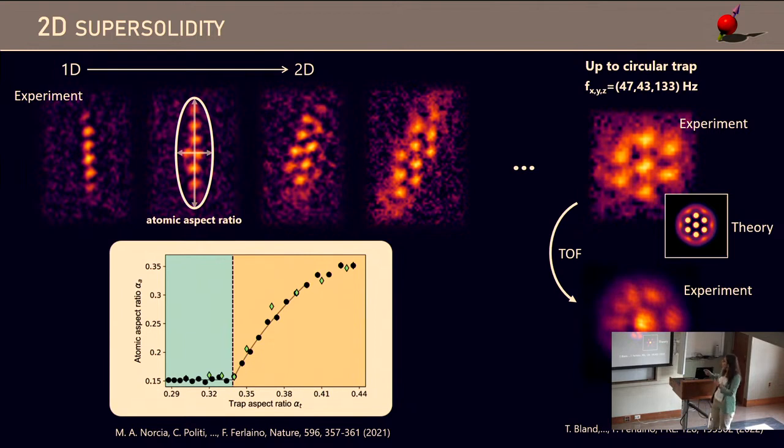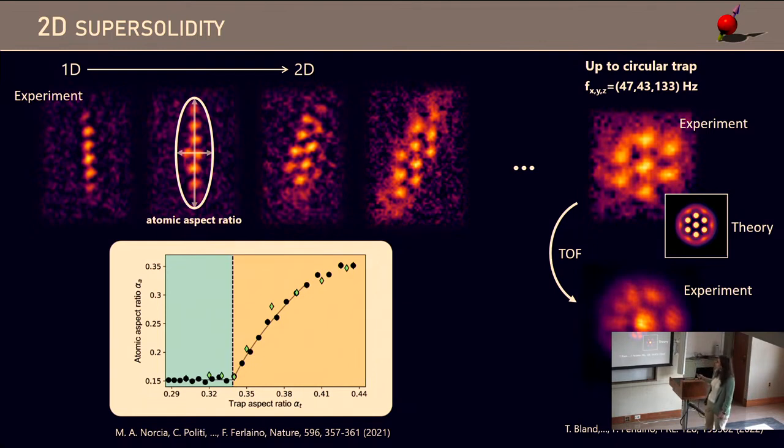And of course, as I said at the beginning, we can always check that all the droplets share the global phase coherence by performing time of flight measurements and always benchmarking with the theory obtained for the same parameters of the experiment.